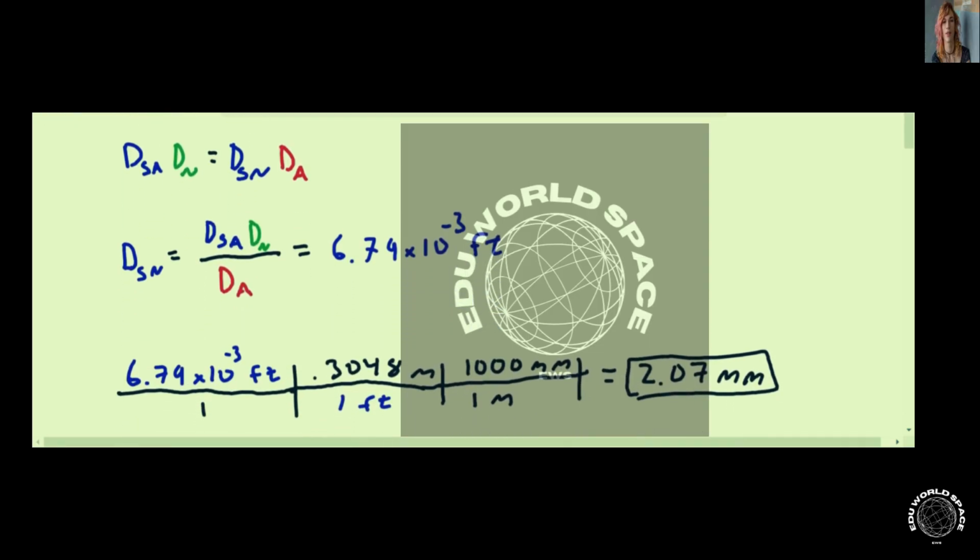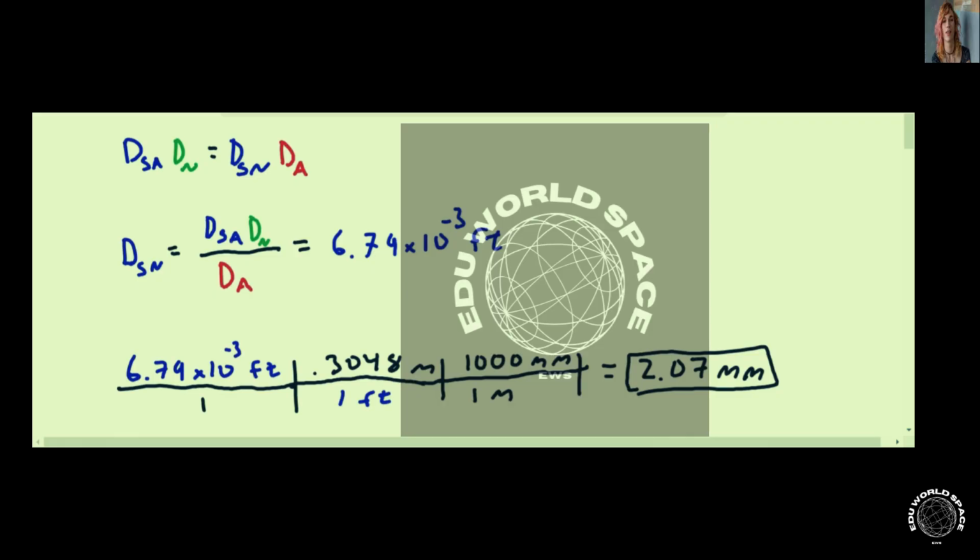So converting that into millimeters, we're going to use our conversion factor and then multiply it by 1,000 millimeters at the end here. So we'll get about 2.07 millimeters. Now that's pretty small compared to 300 feet, but that's what you should expect from the diameter of an atom compared to the diameter of a nucleus.